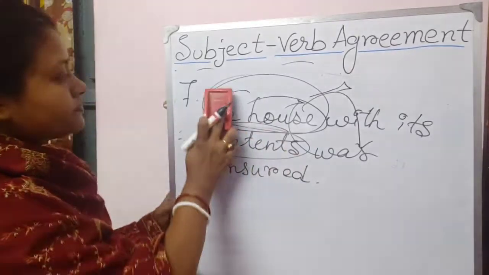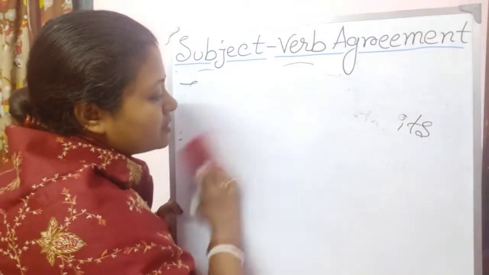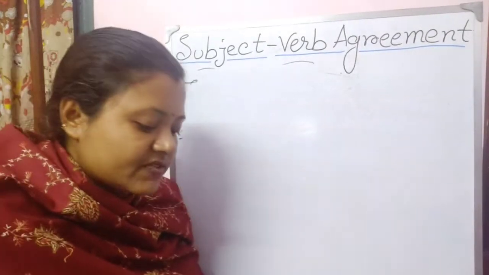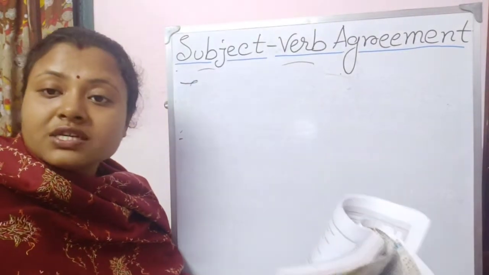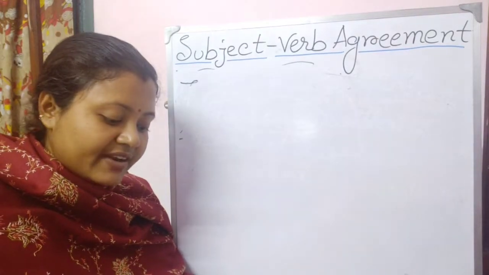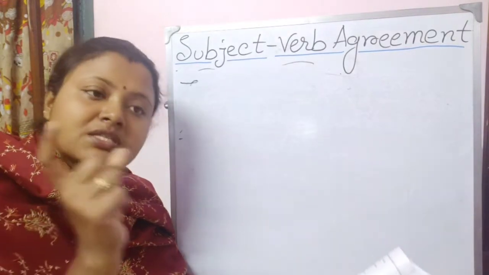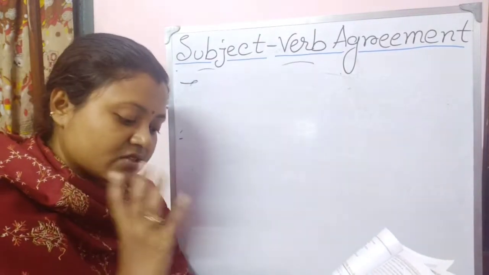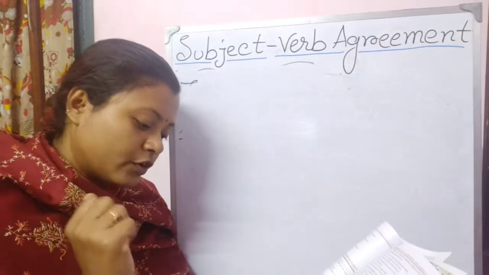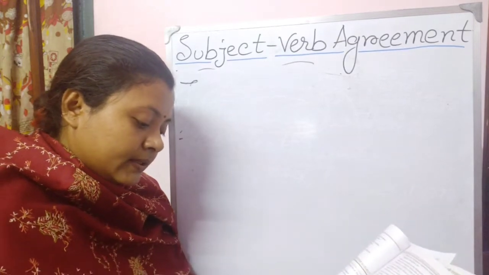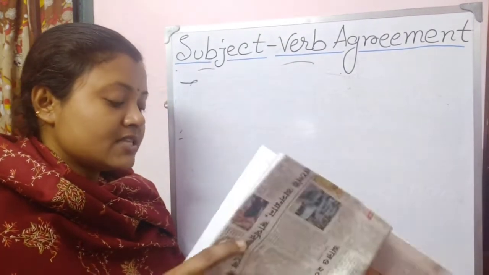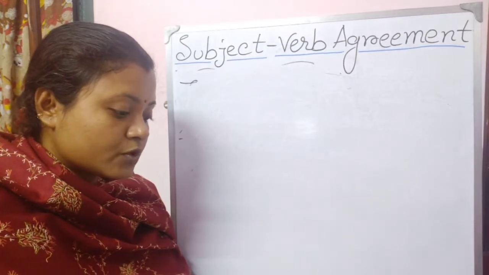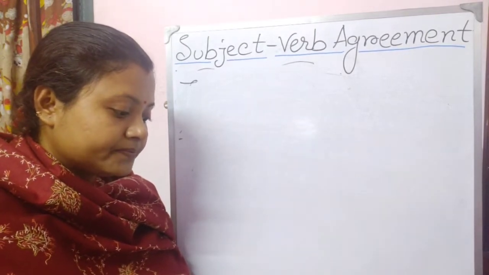Okay. Let me give you some other examples from here. Iron as well as gold is found in India. So here, iron as well as gold: these two singular subjects are joined by as well as. So that is why a singular verb will follow. Okay. Change the page, and let us move towards the next example.